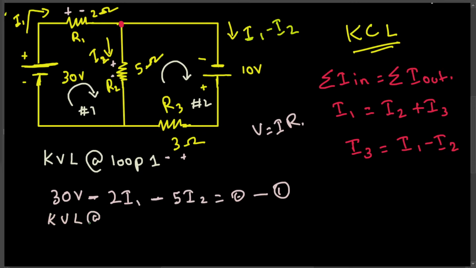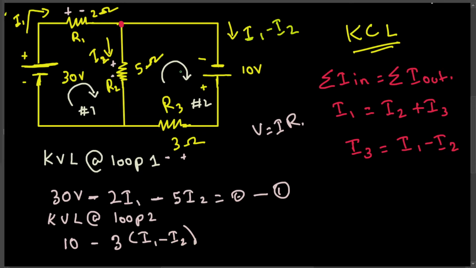KVL at loop 2. Now we assume the current's direction this way, and here you can see the current is flowing from minus to plus. So if the current flows from minus to plus, that's a positive voltage. So I'm going to put positive 10 volts right here. And then here, this is plus to minus, so that's a negative voltage. So this is going to be minus, and the current passing through this one is I1 minus I2. So I put I1 minus I2, and the resistance is 3 ohms. So 3 times I1 minus I2.